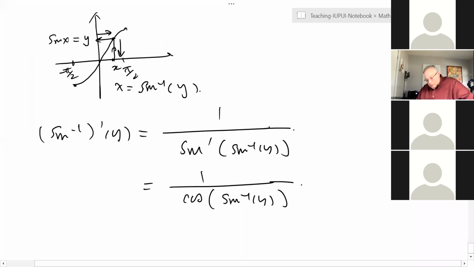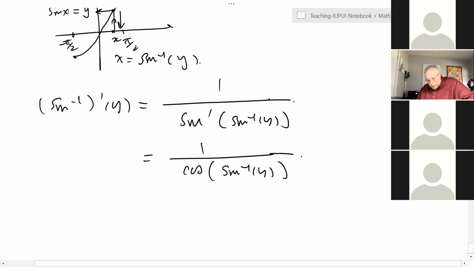So now that's a formula, okay? But I'm not satisfied with this. Are we able to change it? Can we express this denominator without using the inverse function? Think about this.